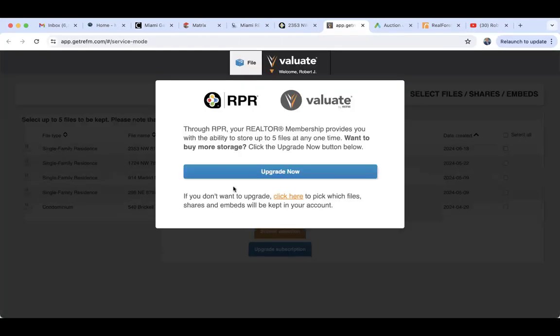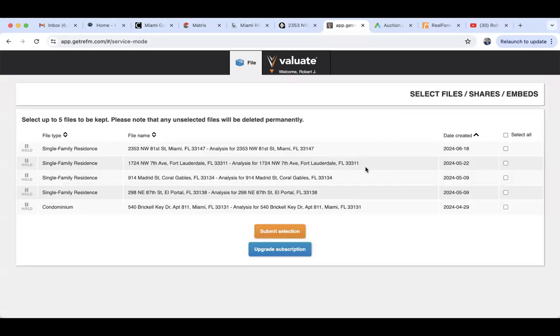All right, we're gonna click on continue. Now, guys, if this happens to you where it says you must upgrade, there's no need for us to upgrade our storage or memory. We're just gonna go ahead and click here. And then we're gonna select only the property that we're currently going to study, which is this one right here. And then we're gonna click on submit selection.